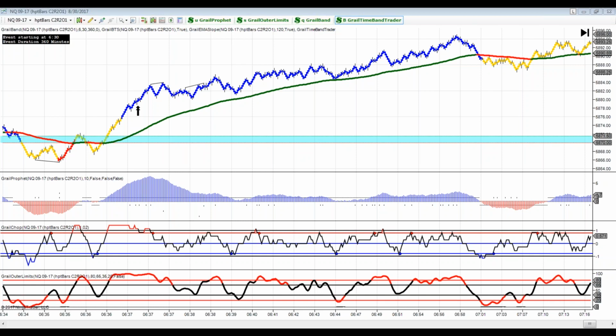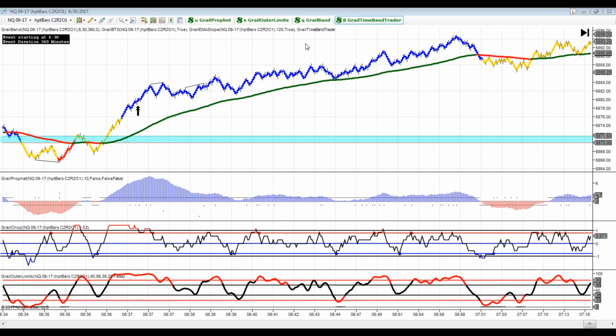The two most important things, in my opinion, for making consistent profits every session, are using the combination of the Grail Time Band Trader and the Grail BTS Trader, and I'm going to go through those settings for you. Okay, I'm going to start with the Grail Time Band Trader.